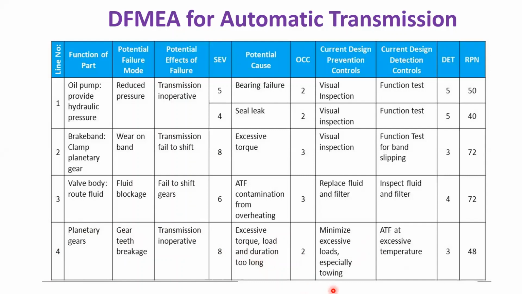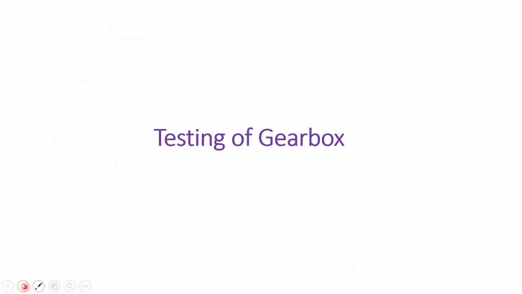Where you need to have some prevention control, and also you need to have some detection control. How can you prevent the gear from breaking in the case of a planetary gear? It is by going for minimum excessive load, especially when you're towing the vehicle, and you can avoid the excessive temperature so that you can also avoid the failure.